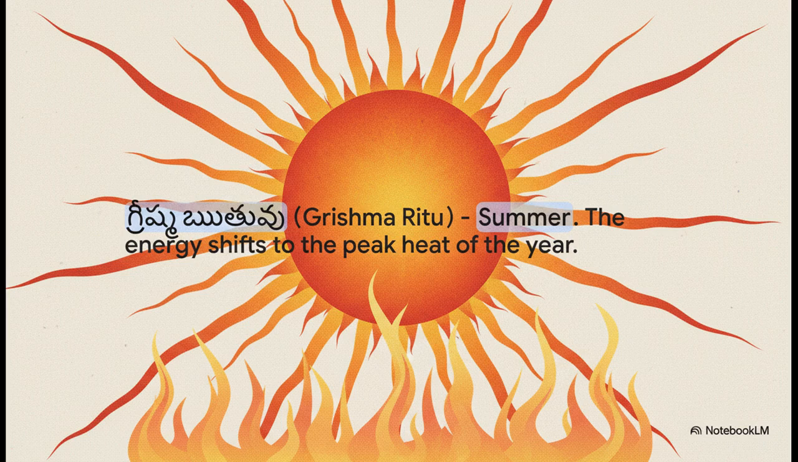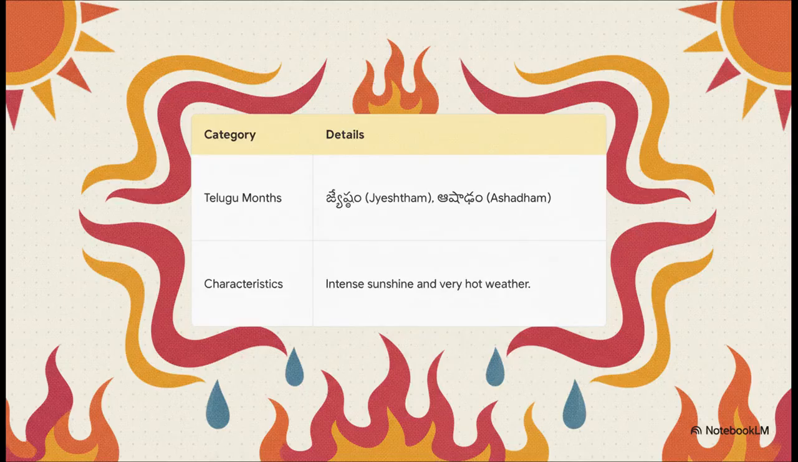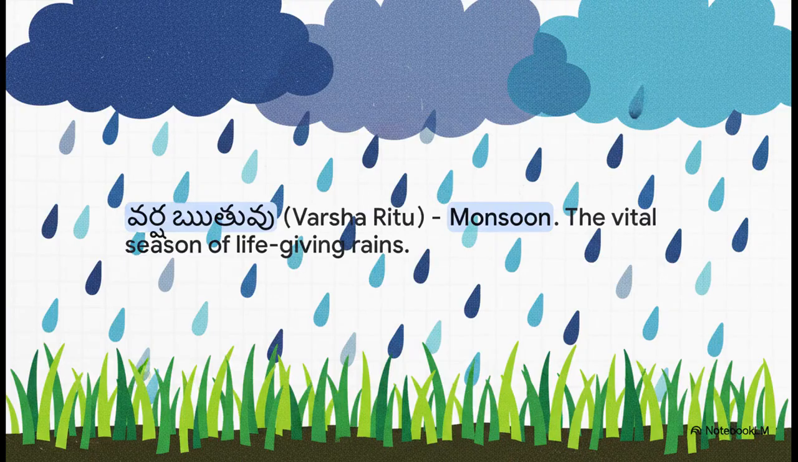We move into Grishma Rutu, which is the peak of summer. During the months of Jaishtam and Nishadam, the defining feature is, you guessed it, the heat. We're talking intense sunshine, soaring temperatures. It's a really powerful and distinct phase in the whole cycle. And just when that heat starts to feel almost unbearable, the cycle shifts again to bring some much-needed relief.